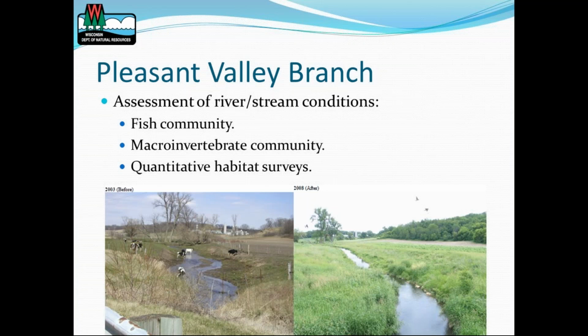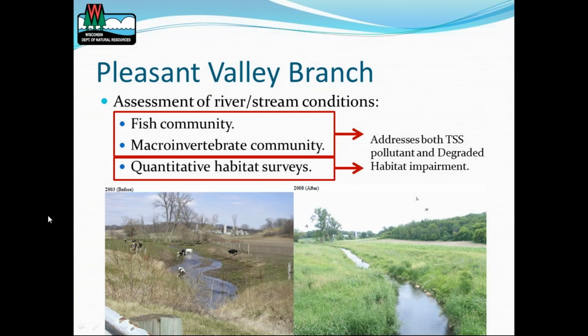So when it came to delisting this water, we looked at the fish community, the macroinvertebrate community, and then quantitative habitat surveys. So those quantitative habitat surveys specifically looked at TSS and showed how much there was less fine silt on the bottom of the stream. And that removal of that fine silt made more room for the macroinvertebrates to actually be able to live in the stream. So their population and their community health increased. And the fish communities with increased habitat area were able to also increase and have a better score when it came to assessing.